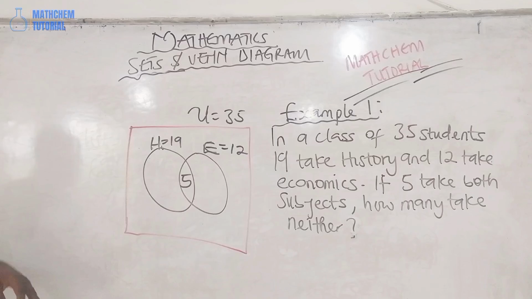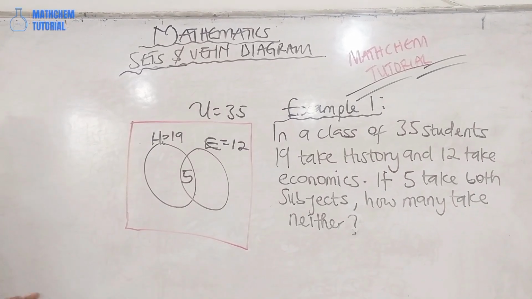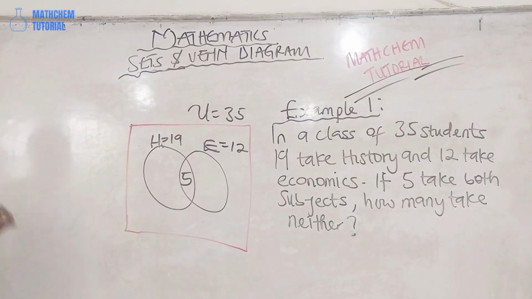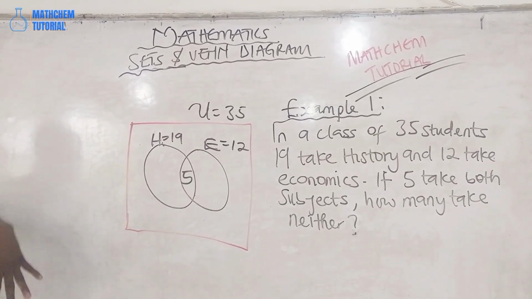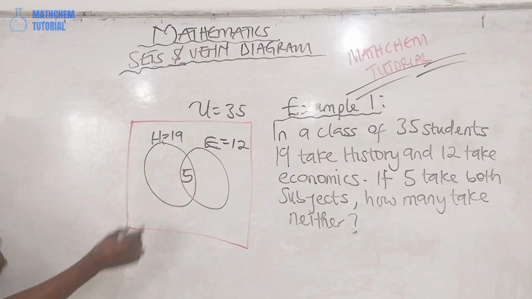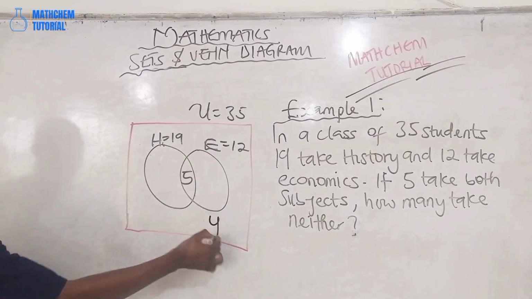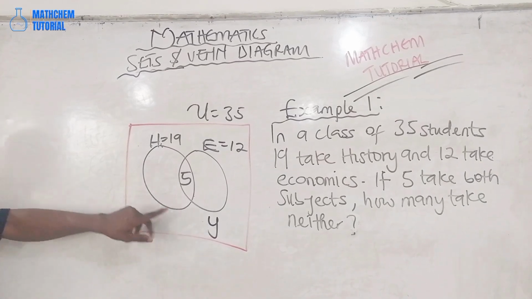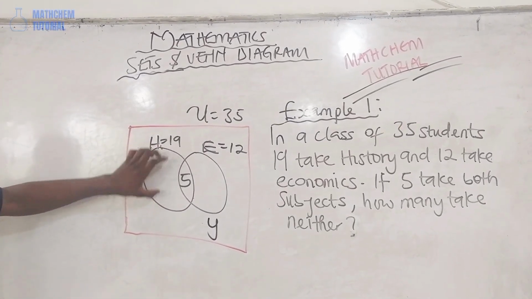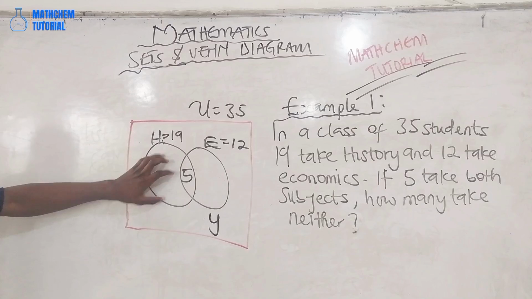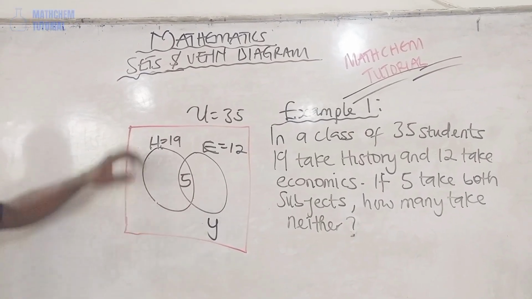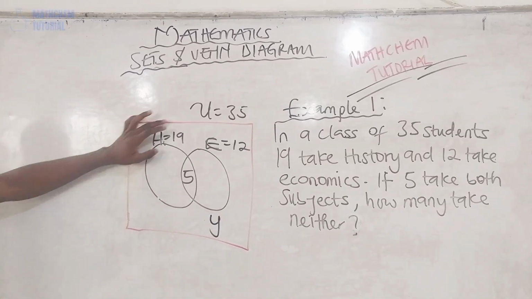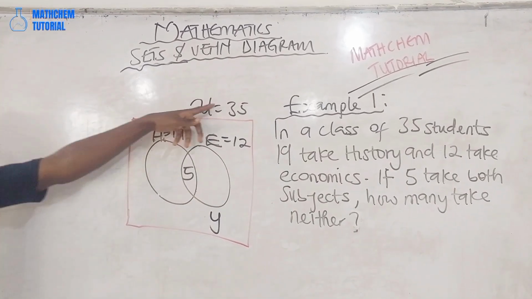Then we are now asked how many students take neither of the two subjects. That means how many students did not take history nor economics, meaning those students did not take either economics or history. So how do we proceed to solve this? Neither, let me use it as y, which is going to be here. So y is there. This circle means history, this circle means economics, while this whole square shape means that everybody here, they are 35.